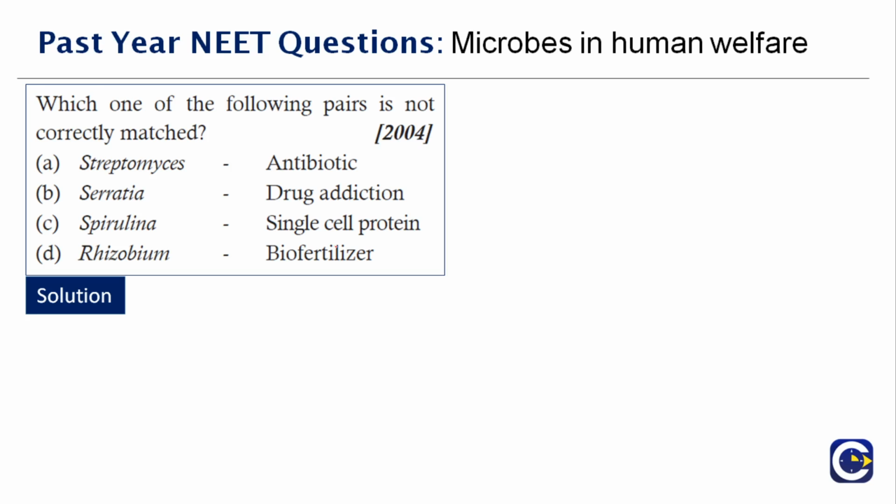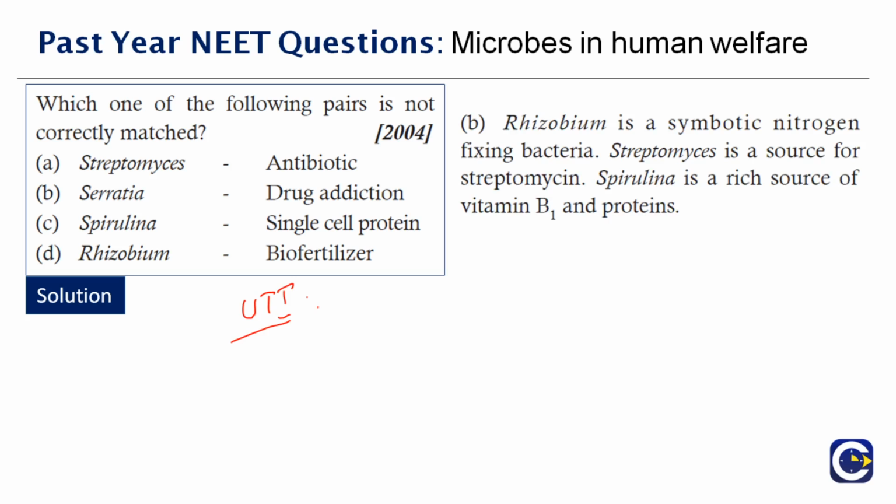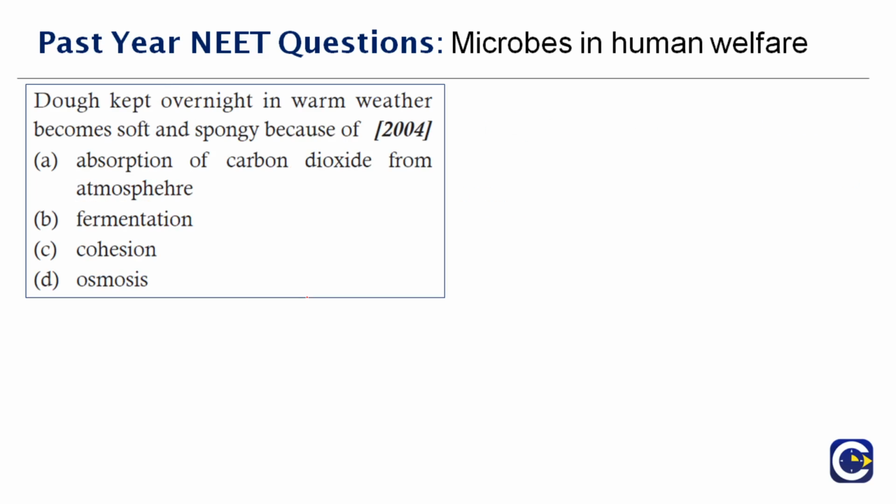It is considered a harmful human pathogen, related with urinary tract infections. So far that is the information we have. Serratia is normally not harmful to healthy people, but it is known to cause opportunistic infections in humans. Therefore the pair which is not correctly matched here is option B. It is not involved in drug addiction. Next question here.